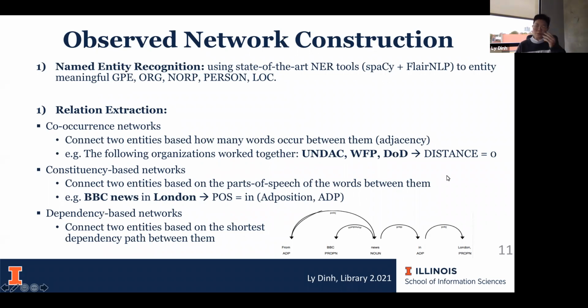For the constituency-based network, this is also really interesting, where 2 entities are connected based on some kind of parts of speech in between them. So you can have things like BBC News in London, or you can have UNDAC and World Food Program. For the dependency-based network, it allows us to also look at the shortest dependency path in between them. So for example, here's the parse tree of the same sentence from BBC News in London. The shortest path from these 2 nouns here, BBC News and London, is, let's say, 1, 2, for example. So these are the kinds of relationships that are allowed in the networks. We'll show you some cool networks in a minute.